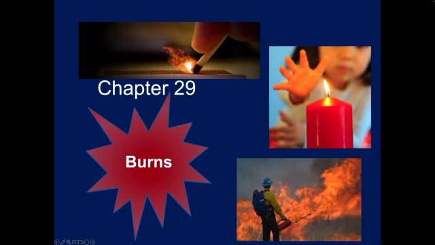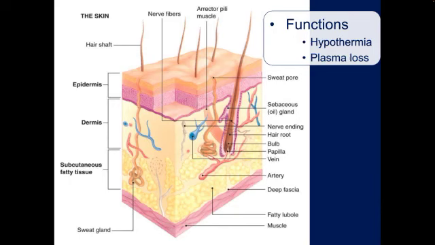Hello there, this is chapter 29, burns. So you've learned about the skin already. Hopefully you understand there's three layers: the epidermis, the dermis, and the subcutaneous fatty tissue. How we grade the severity of a burn is how deeply into these layers the actual thermal energy goes.